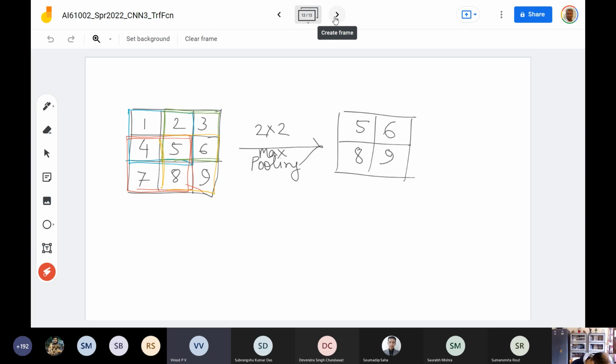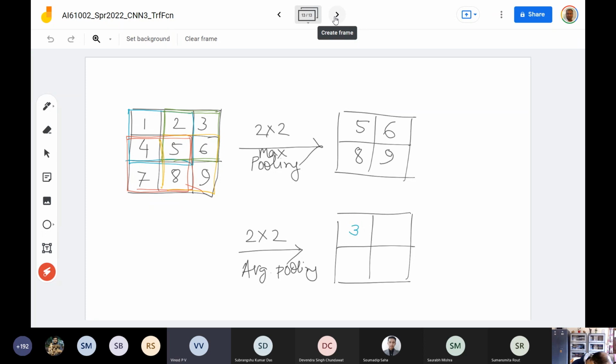Now if I run a 2 cross 2 average pooling, then what will it look like? So my first location is going to be the average of 1, 2, 4 and 5. So how much is that? 6, 7, 8, 9, 10, 11, 12. 12 divided by 4, which is going to be 3.